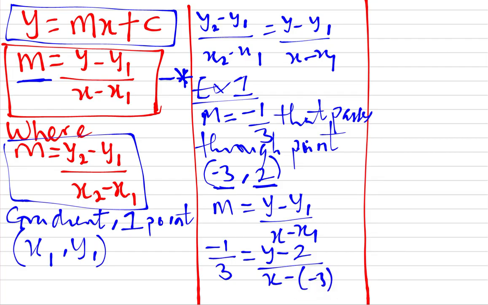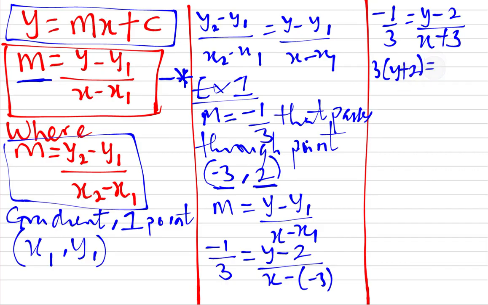So that means our answer now becomes minus 1 over 3 equals y minus 2 all over x, minus times minus will give us plus 3. Are you seeing that? So this will now become, cross multiply. If you cross multiply, you will have 3 into y minus 2 equals minus 1 into x plus 3. So manage that, x plus 3.